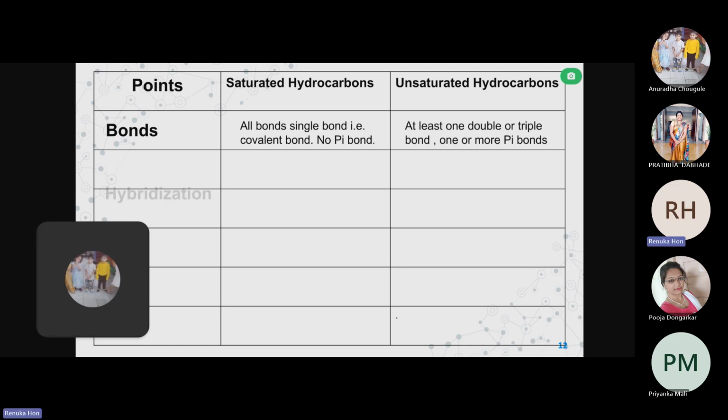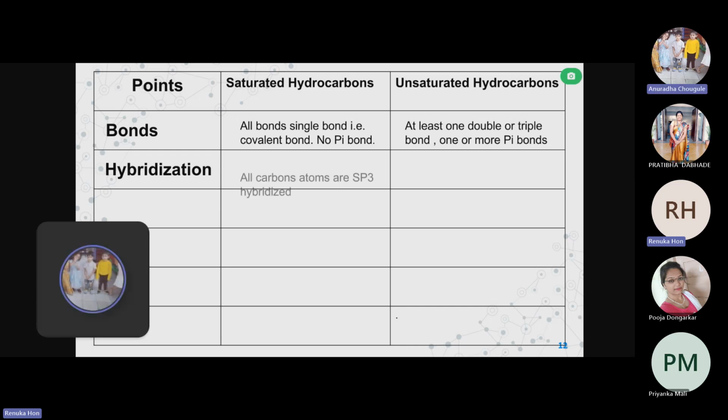Then the next point is hybridization. I forgot to tell this, but I will tell you. In saturated hydrocarbons, carbon is sp3 hybridized, and in the case of unsaturated hydrocarbons, carbon is sp2 or sometimes sp hybridized.